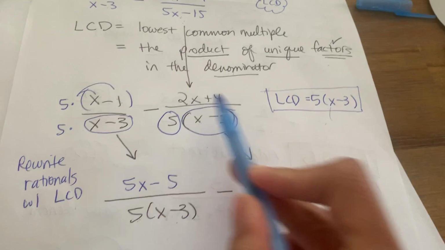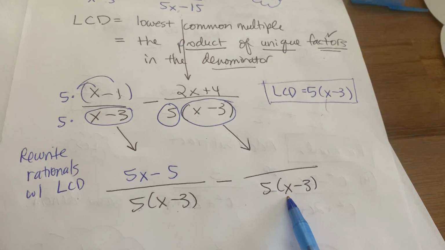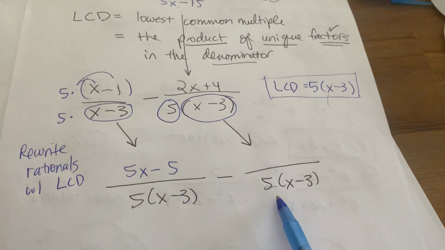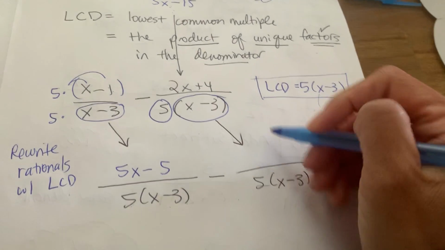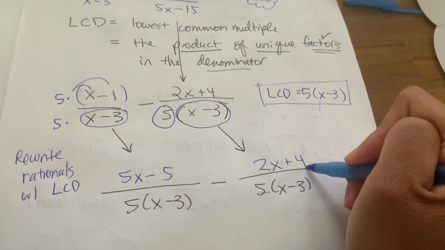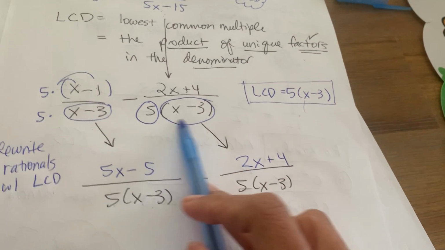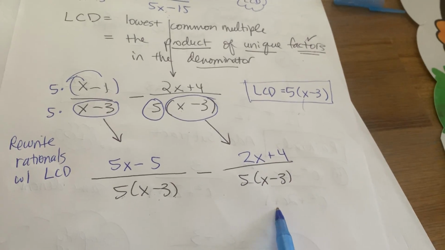To go from the old fraction to the new fraction, well, what do you know? It's already 5 times x minus 3. So I don't have to change anything. I just keep it as is, right? This is a little bit less work for me because it was already the same.